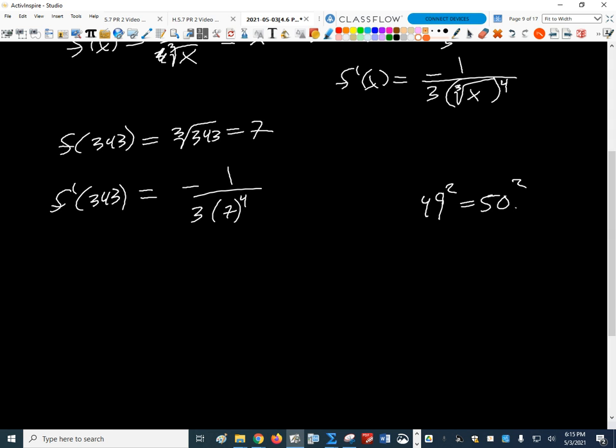50 times 50, think about what that would look like as a sum, right? That's like saying, I'm going to add 50 to itself 50 times, right? 50 plus 50 plus 50 plus, and so on. That's how we get 50 squared. 49 squared is a string of 49 plus 49 plus 49, 49 times, right? 49 times 49 is just 49 added to itself 49 times. Okay, so then how much more is this?